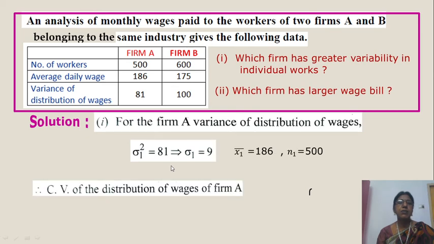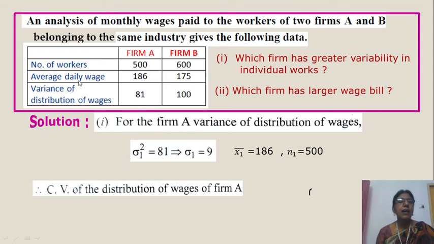See the first solution. For firm A, what is the variance of distribution? Variance is nothing but sigma square. Let us take the first firm as 1 and the second firm as 2. For the first firm, what is the variance? Take it as sigma 1. Variance is sigma square, so sigma 1 square is 81, and sigma is 9.